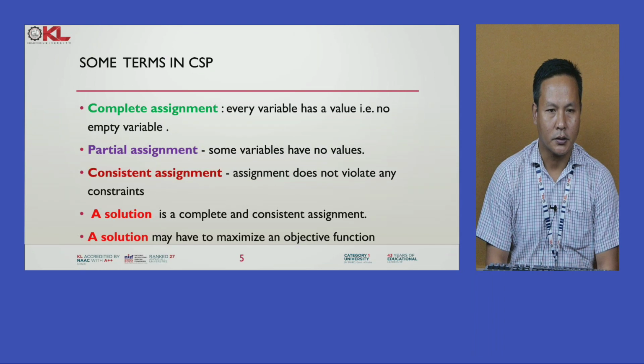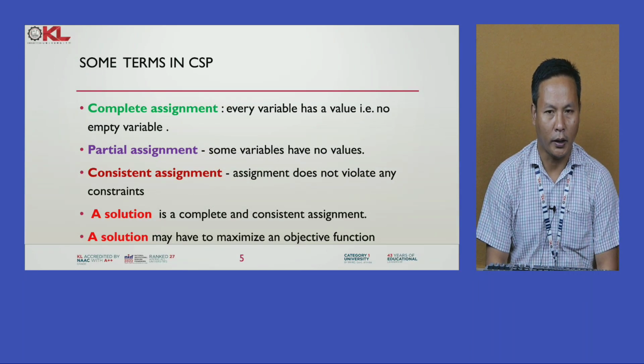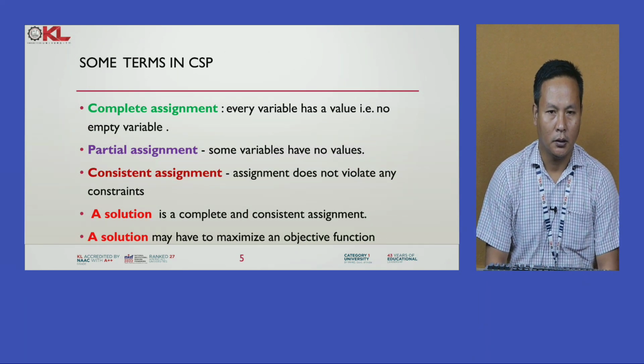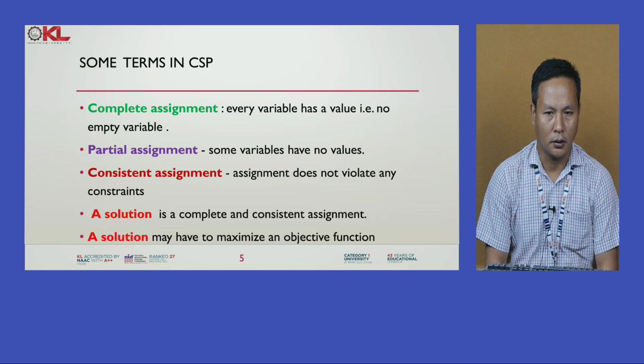Such a type of assignment is called a complete assignment. The next one is the partial assignment. There are two groups of variables: some variables have at least one value and some other variables do not have any values. That is, some variables have empty values. Such assignments are called partial assignments. The third one is the consistent assignment. The assignment does not violate any constraints. It means that in this assignment there is no violation of the constraints or conditions.